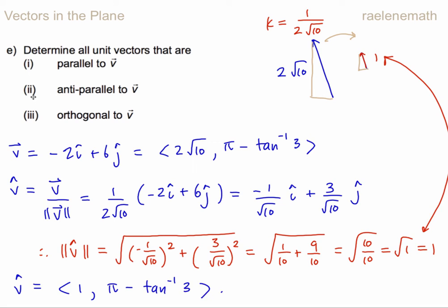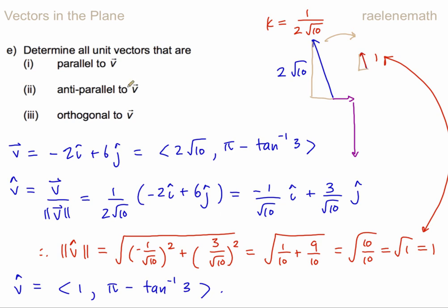Part B, or the second part of E, is asking for a vector that is anti-parallel, and so what's happening in this case is we are changing the direction. Instead of going 2 spaces to the left, we want to go 2 spaces to the right, and we want to go 6 spaces down. And so to come up with an anti-parallel vector that is still a unit vector, we have to change the sign of both the horizontal and vertical components.